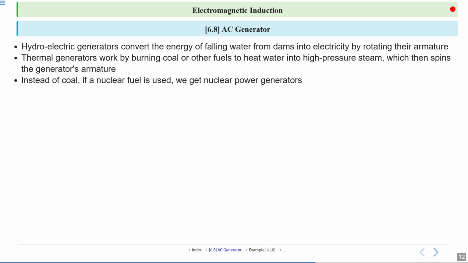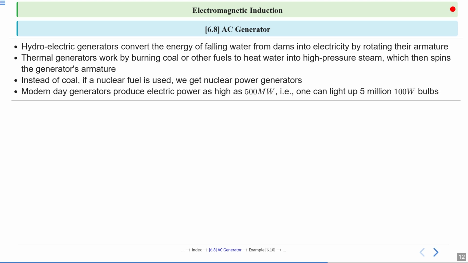Instead of coal, if nuclear fuel is used, so instead of burning coal or any other fuel, nuclear fuel is used, then we get nuclear power generators. Then thermal generators are called nuclear power generators.